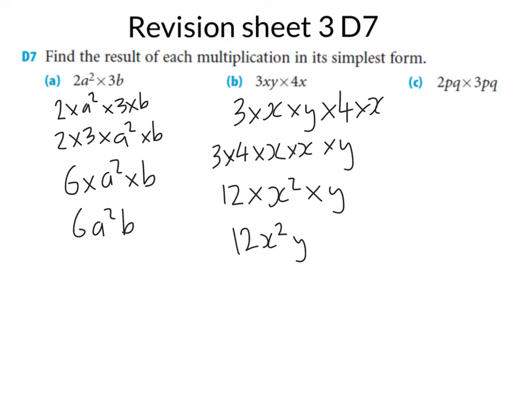In the last one then, we've got 2 times p times q times 3 times p times q.